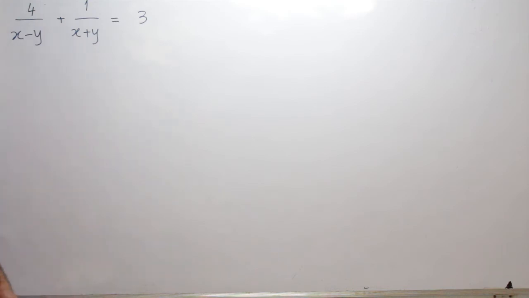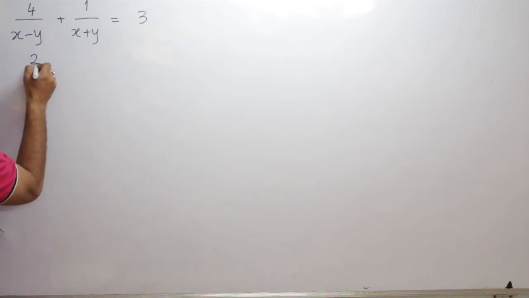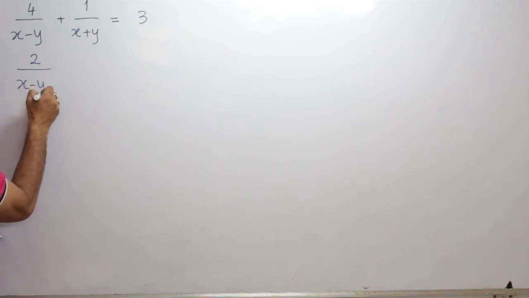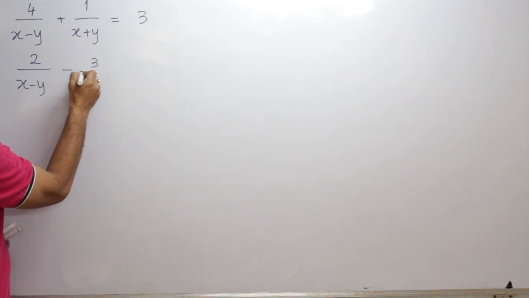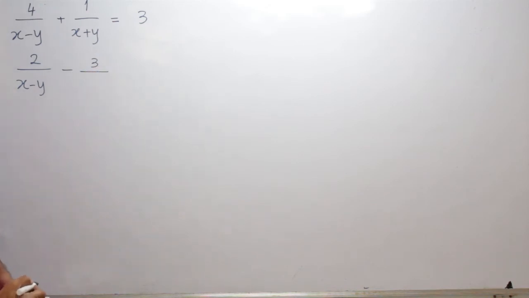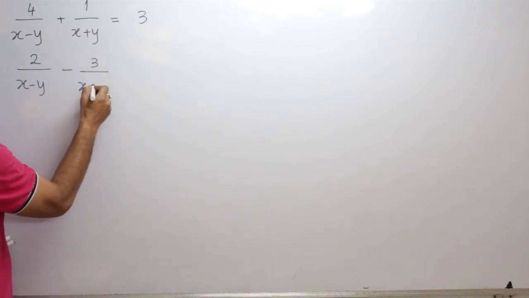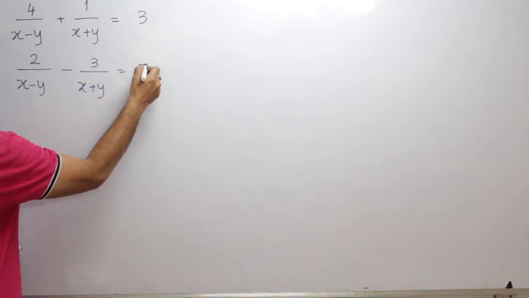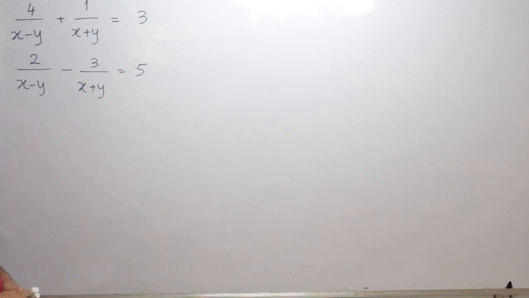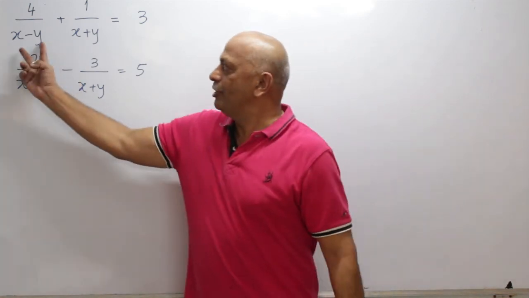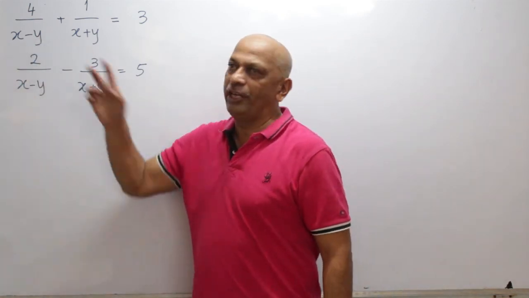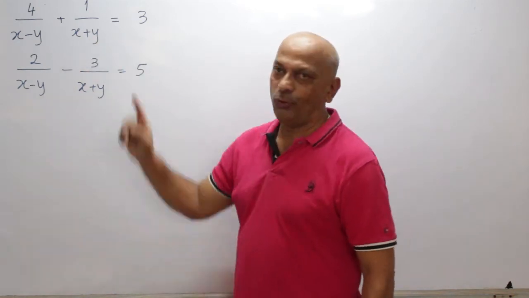And there is one more equation: 2 upon x minus y minus 3 upon x plus y is equal to 5. This is also not a linear equation because there is a denominator x minus y. What is the essential condition? The denominator should not be equal to 0. So x minus y should not be equal to 0, and x plus y should not be 0.